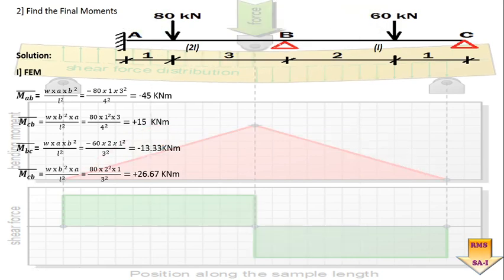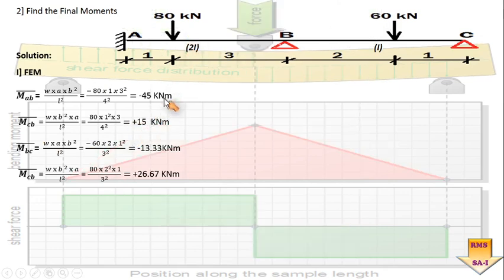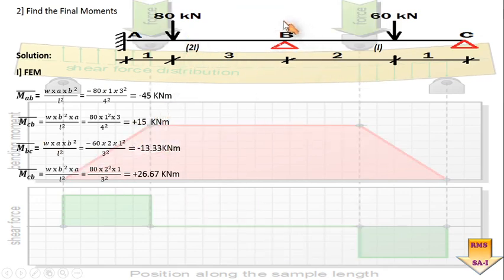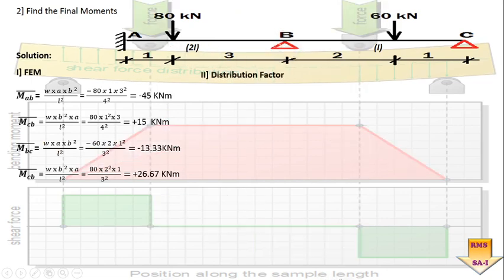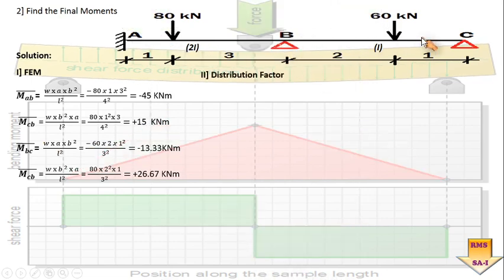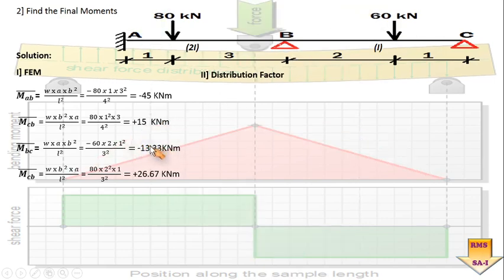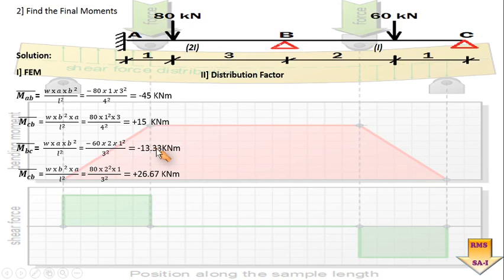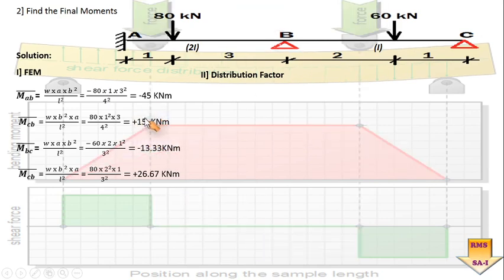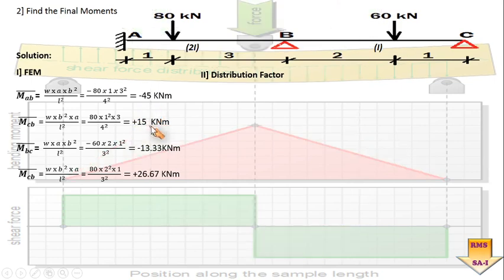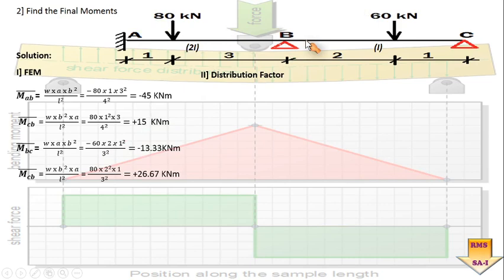These fixed moments are not the final moment. Here you can see certain discrepancy we can observe about a common point. For example, M_BA should be equal to M_BC, but it is not the case here. M_BA is equal to 15 and M_BC is equal to minus 13.33. So there is a non-uniformity for the moment about a particular support on either span.